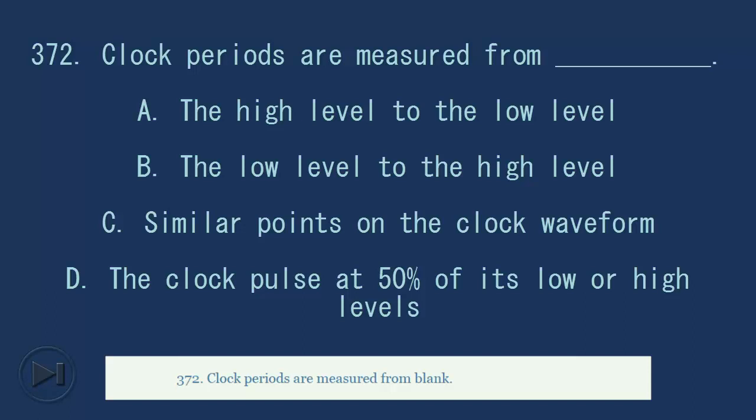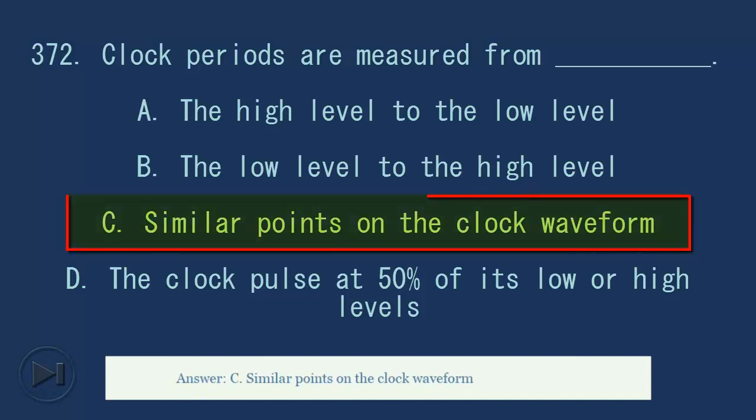372. Clock periods are measured from blank. A. The high level to the low level. B. The low level to the high level. C. Similar points on the clock waveform. D. The clock pulse at 50% of its low or high levels. Answer, C. Similar points on the clock waveform.